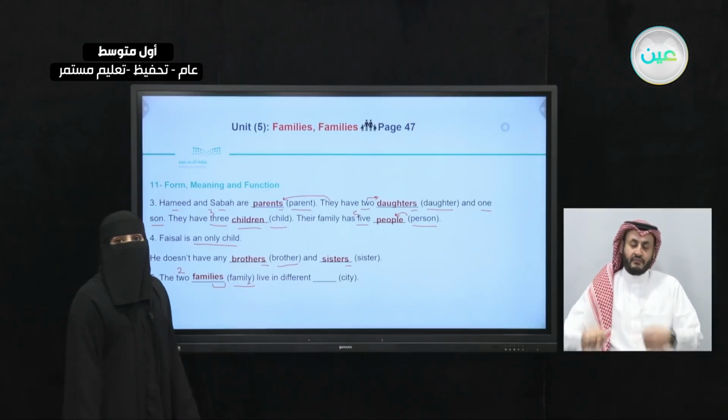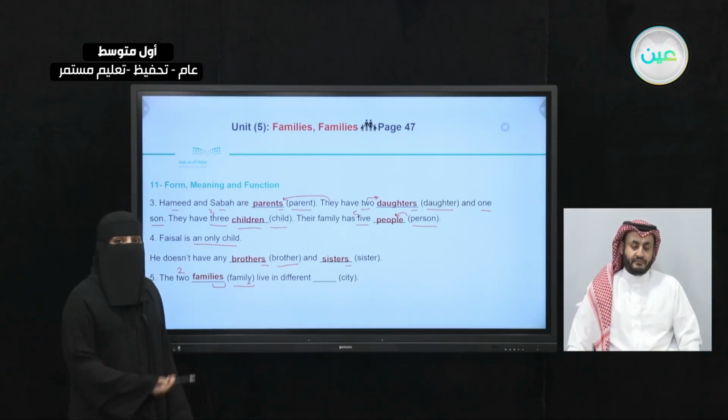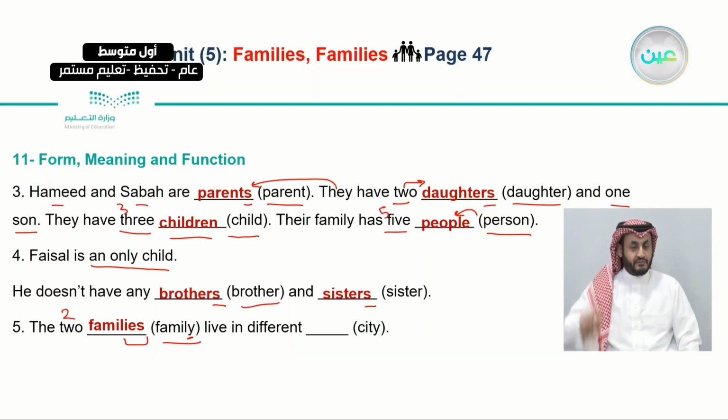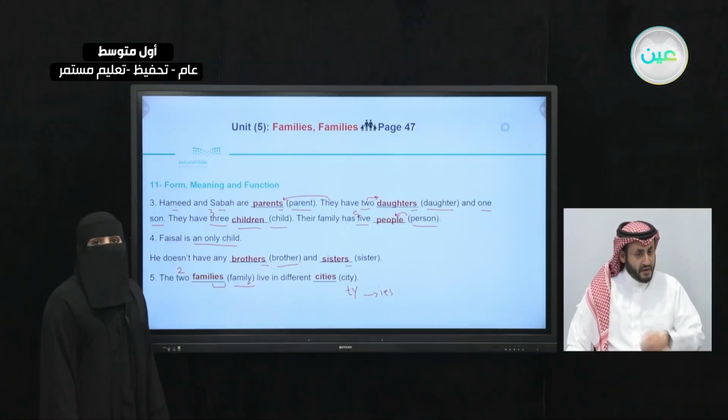City is a regular noun, but in this case, how should I add the S? Remember, we have a sign right here: city ends with a Y. But what's the letter before the Y? It's a consonant, T, right? So what should I do in this case? Good job. I change the Y into IES. Cities. How was that? Good.